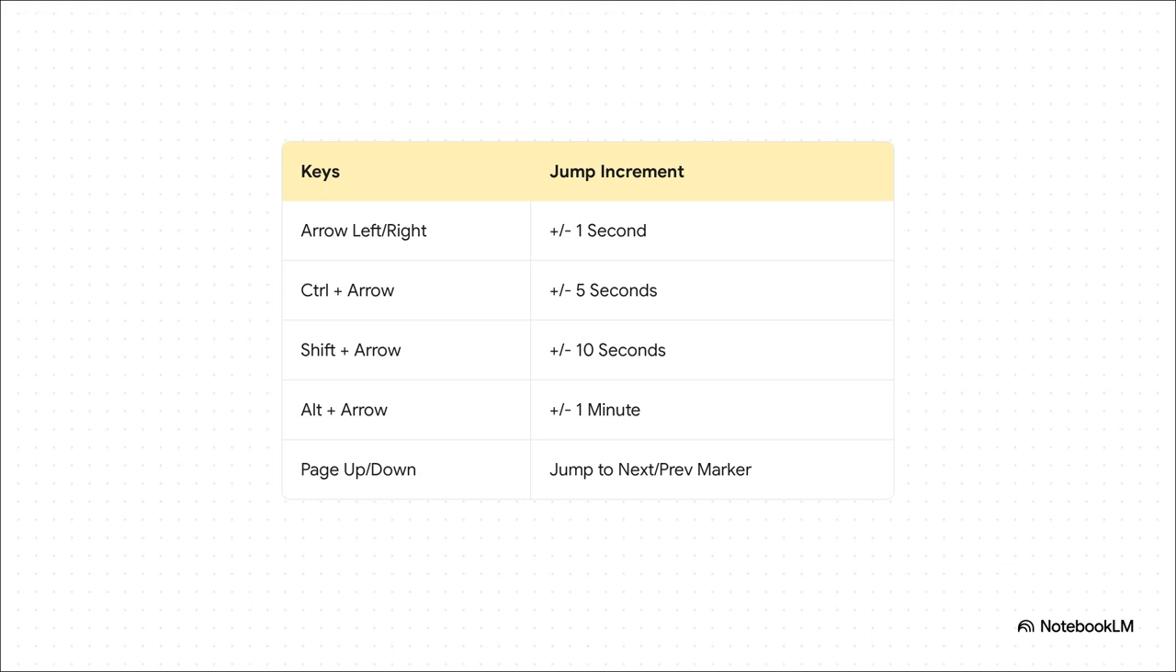And look at the amount of control you have here. You can use the arrow keys to jump by a single second, or hold Control to jump by 5, Shift for 10, even Alt for a whole minute. But honestly, the real game changer is Page Up and Page Down. That lets you snap instantly from one marked clip to the next. Reviewing your selects has never, ever been this quick.